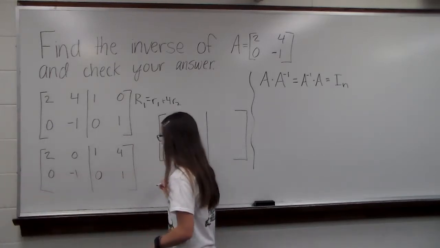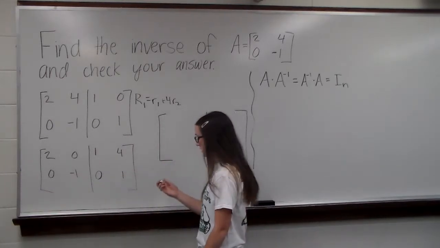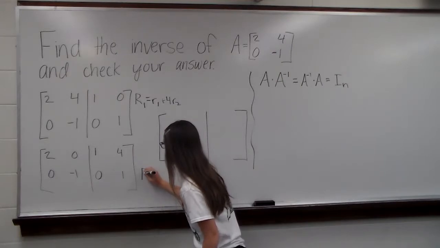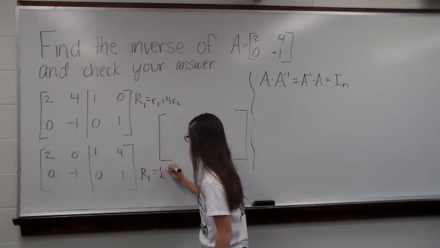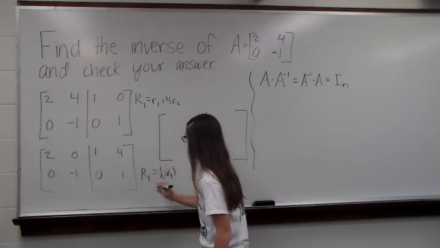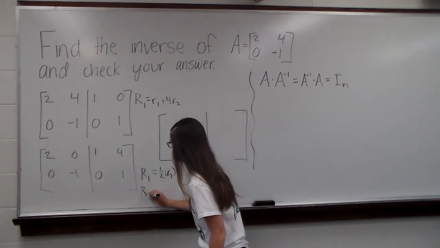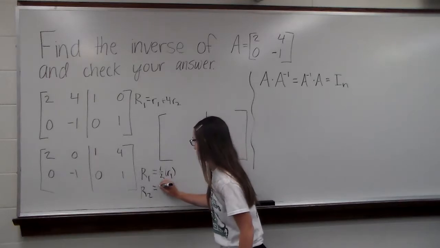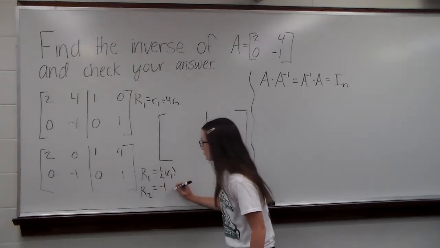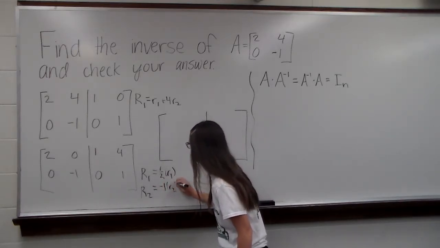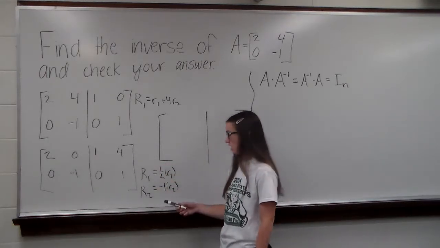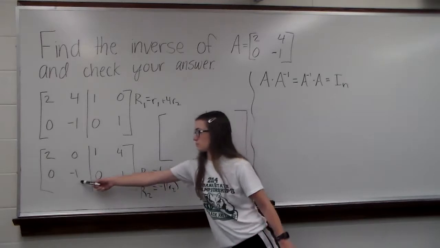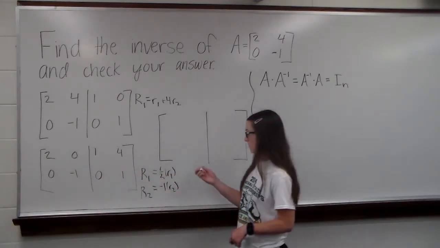So we can apply 2 row operations at once here. So we have row 1 is equal to 1/2 times row 1, and then we have row 2 is equal to negative 1 times row 2. Because when we multiply 1/2 times 2 gives us a 1. When we multiply negative 1 times the 1 over here gives us a 1.